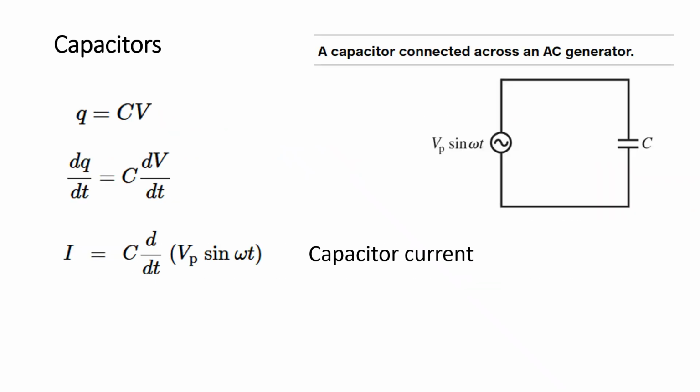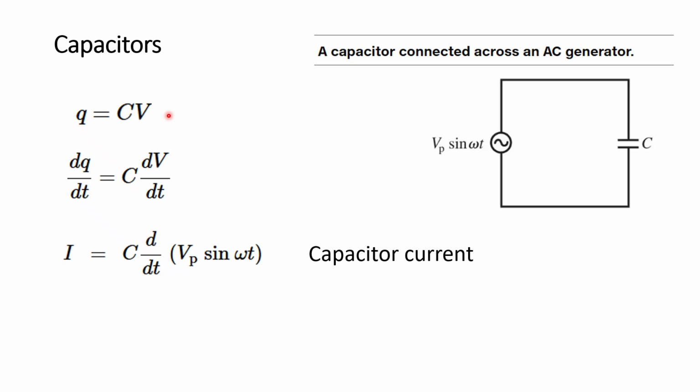Now, let's move on to capacitors. Here on the right, you see the circuit diagram for a capacitor connected across an AC generator. And we'll start with the basic formula that the charge on the plates, Q, is equal to the capacitance times voltage. And remember that capacitance is determined by the physical characteristics of the capacitor, the distance between the plates, the area.